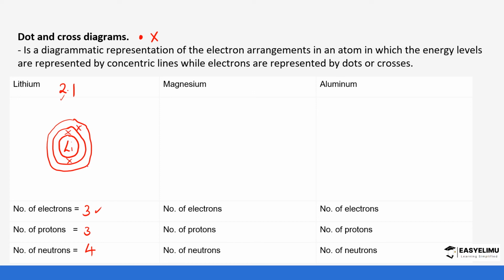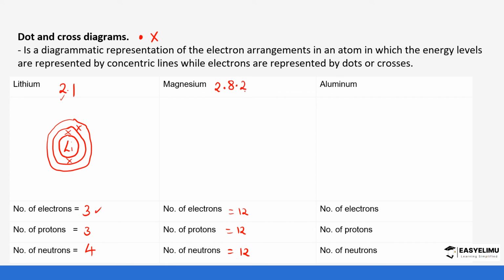So let's do the same with magnesium. Magnesium is atomic number 12. So it has 12 electrons, it has 12 neutrons. So when you look at the configuration, we have two electrons first in the first shell, and then 10 electrons are remaining. So we put 8 electrons in the next shell and 2 that are remaining in the last shell.